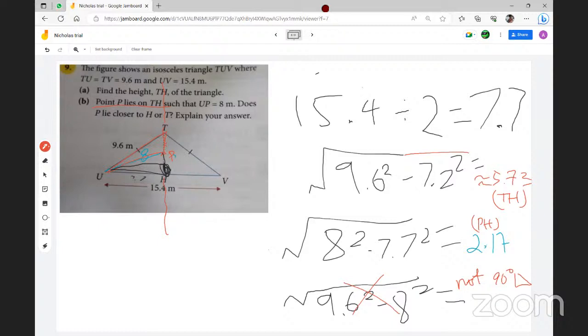Your conclusion? PH is smaller than TP, so P is closer to H. Nothing difficult with that. You just have to activate your visual sense. Two things: you cannot apply the Pythagoras just now, and you can use another way to find it. Both rely on your visual sense. Any questions?